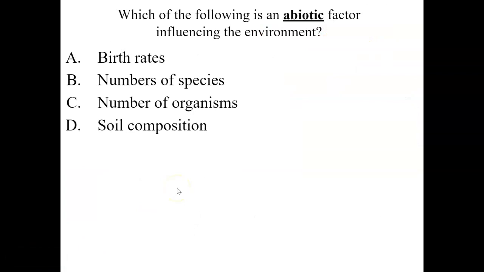We're done with the notes, but here's just a few questions that we can go through to see how well you're understanding the information. Which of the following is an abiotic factor influencing the environment? Birth rates, number of species, number of organisms, or soil composition? The correct answer would be D, soil composition.